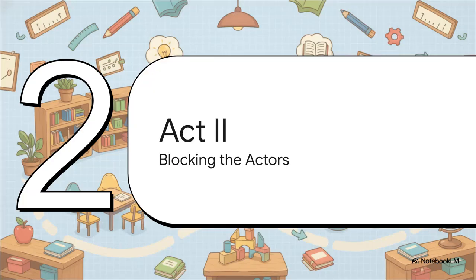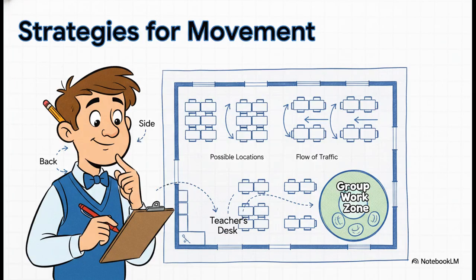All right, Act 1 is set. Now it's time to bring in the actors. Welcome to Act 2, Blocking the Actors. This is all about the choreography of the classroom, where people go, and how they move around the space. So for this act, we're basically the choreographer. We're going to look at the flow of the room by focusing on 3 key placements: where the teacher's desk goes, how the students' desks are arranged, and where you'll create those spaces for group work.